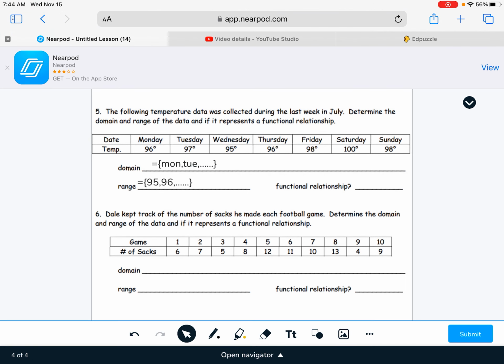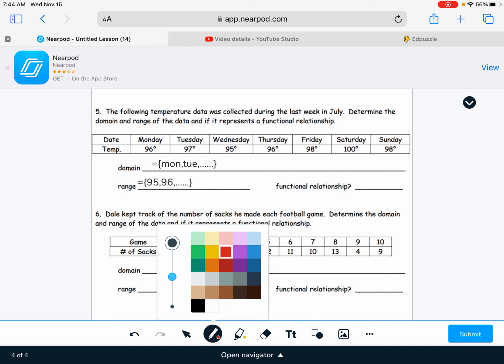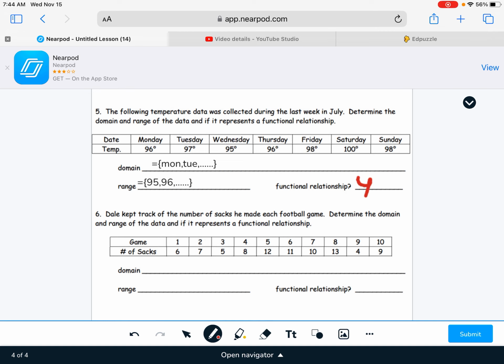Last but not least, is it a functional relationship? That's got to do again with our x's repeating. You'll notice that on these days of the week, none of them repeat. So yes, this is a function.